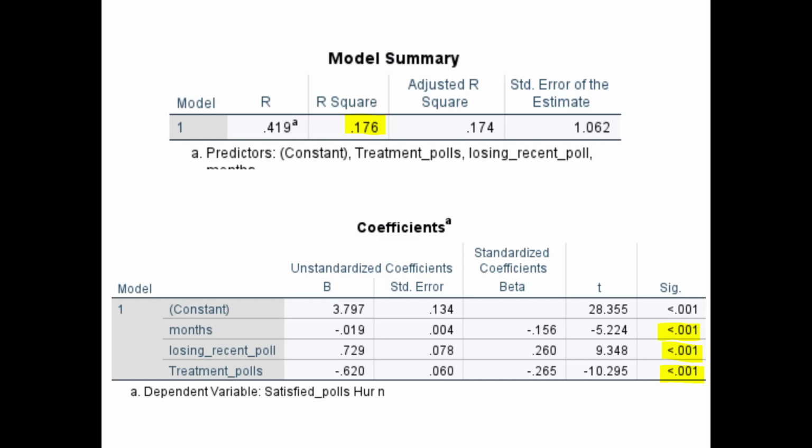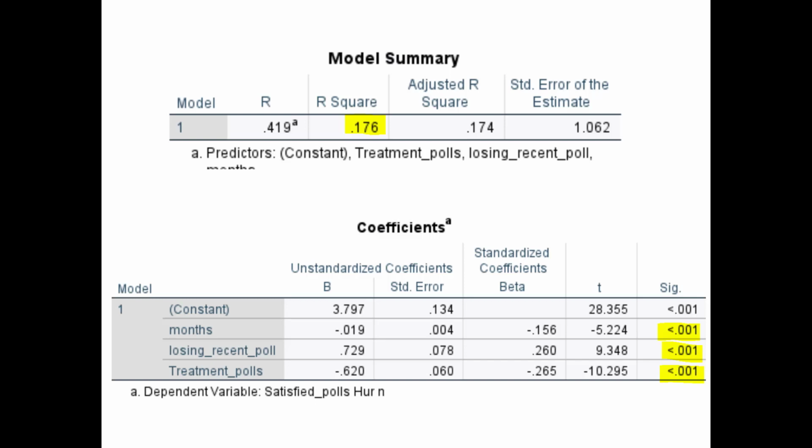And what we find is that these three variables account for, if you look at the R square, that's interpreted as 17.6% of the variation, which is not bad for survey data. So really, these three variables account for about 18% of the variation of whether an elected official in Sweden says, I'm very satisfied with the polling, or I'm not, right?